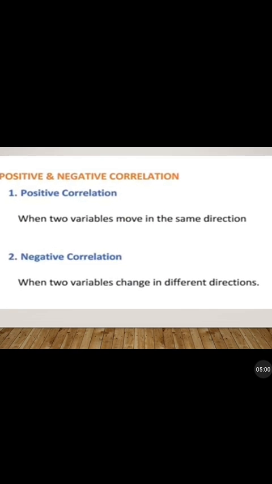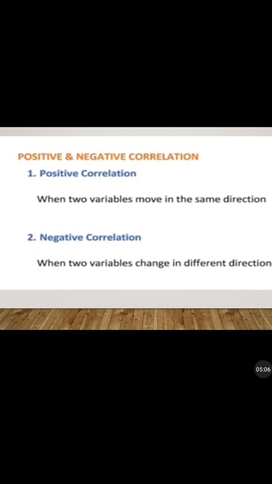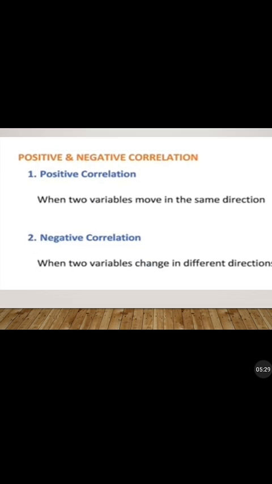So what is positive correlation? When we are studying the relationship between two variables, and if those two variables move in the same direction, that is, if one is high, for example we saw the yield and rainfall. When rainfall is good, what did we say? Yield will also be good. If the rainfall is bad, then the yield will also be bad.